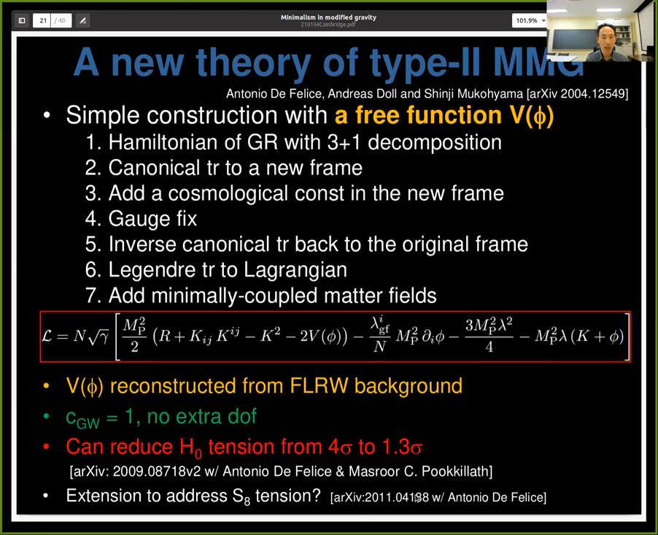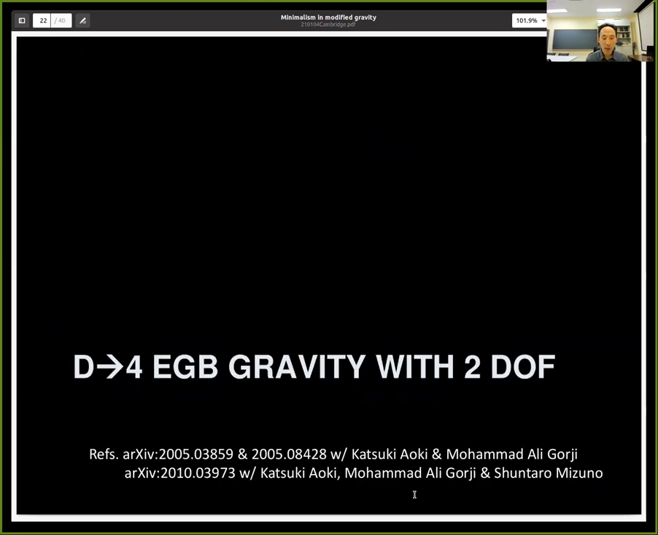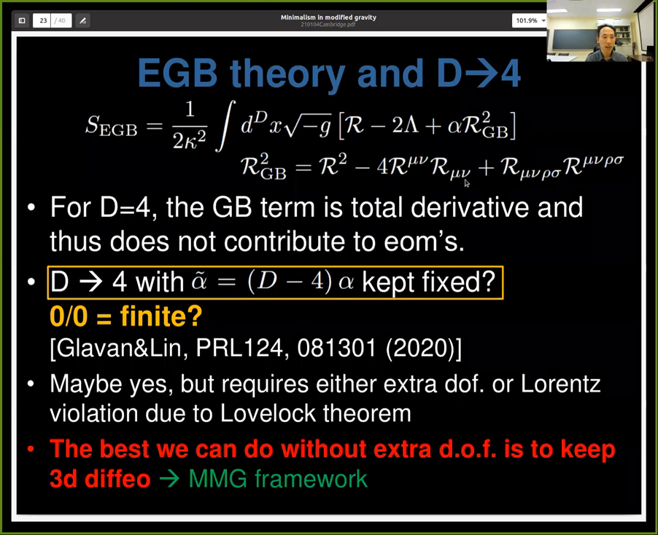Okay. So this is the second example, type two MMG, but from now on, I'd like to talk a bit about yet another example of type two MMG, which is 4D Einstein Gauss Bonnet gravity with 2 degrees of freedom. And this was developed in this paper with Katsuki, Iman and Shuntaro. As we know, Einstein Gauss Bonnet theory makes sense usually only in 5 or higher dimensions.